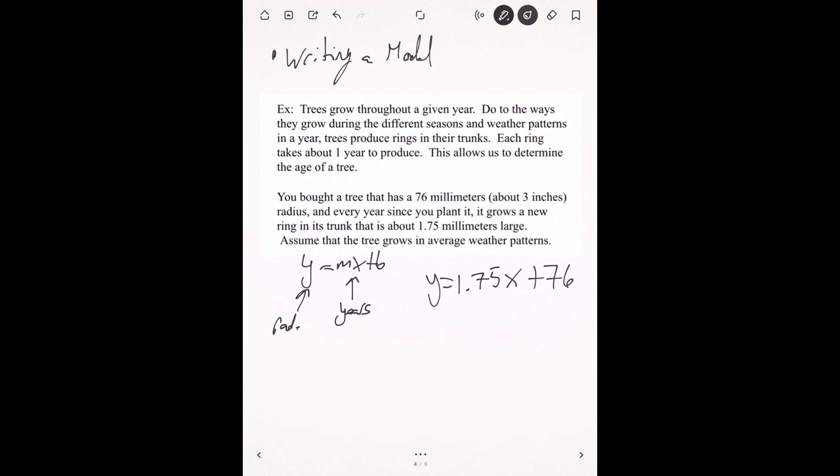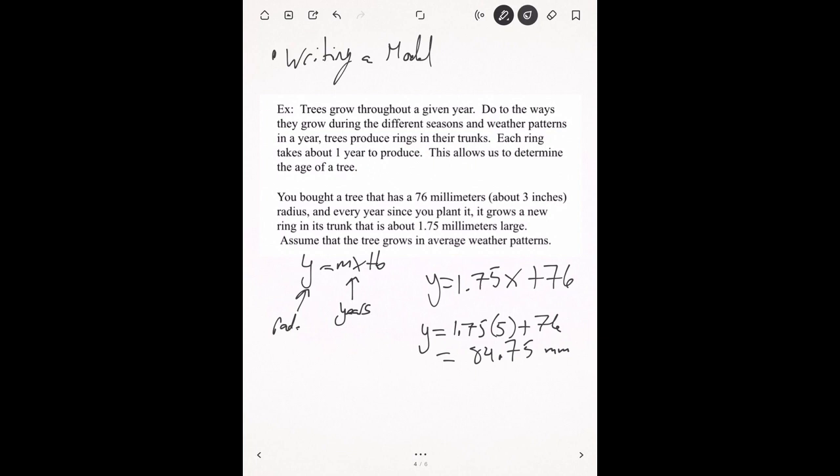So remember, what are our units? x controls the number of years. So if I know it's been 5 years, y equals 1.75 times 5 plus 76. Okay, let's see what we get here. 1.75 times 5 is 8.75. And then plus 76, that's 84.75 millimeters. Those are the units that we're in. So there, I've just figured out what that radius is going to be.